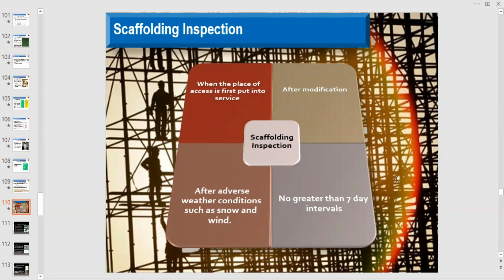Dear friends and colleagues, scaffolding inspection is mandatory, but when to do? When the place of access is first put into service, after modification, after adverse weather conditions such as snow and wind, or at no greater than 7-day intervals. These are the occasions, conditions, or limitations for scaffolding inspection.